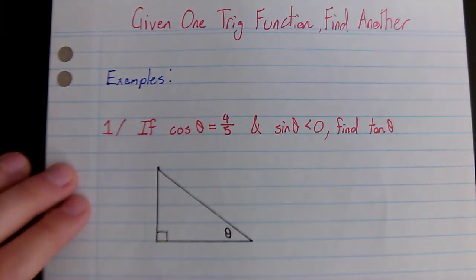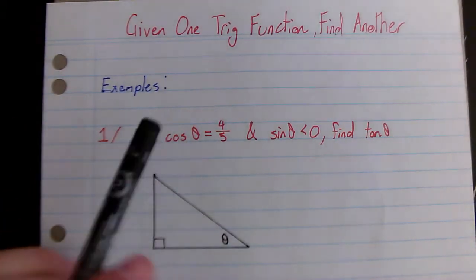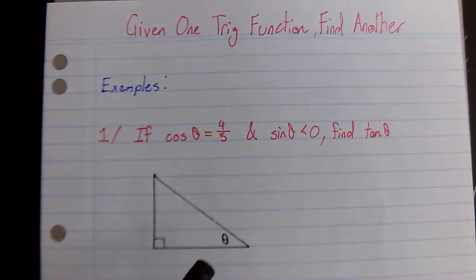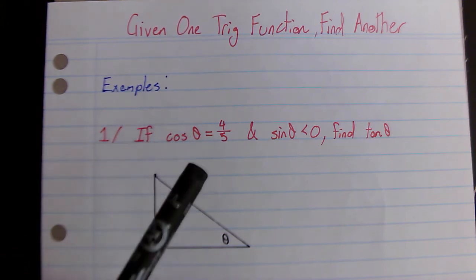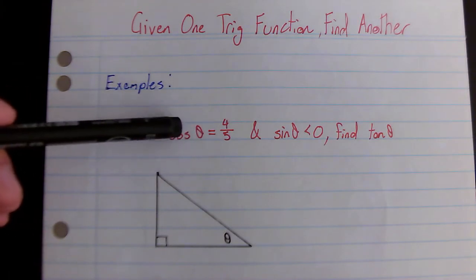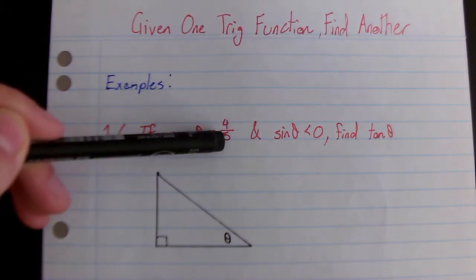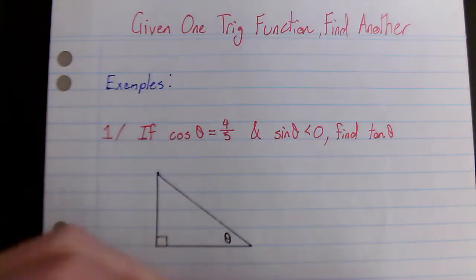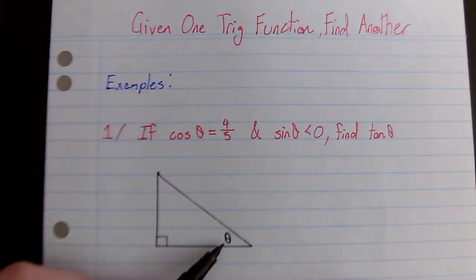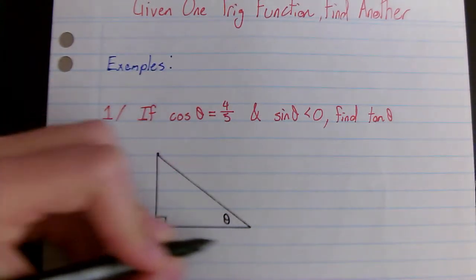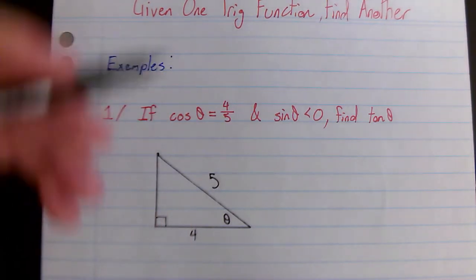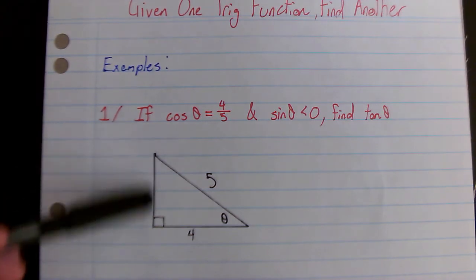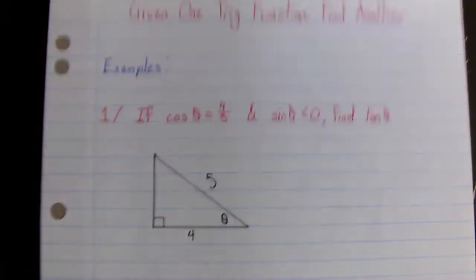I've labeled my theta over here, okay? By the given information, we know that cos of theta is equal to 4 over 5. By the definition, cos is adjacent over hypotenuse. So relative to this theta here, the adjacent side, which is this side over here, is going to be equal to 4, and the hypotenuse is going to be equal to 5. Now it's up to us to find this missing side. And how are we going to do this?